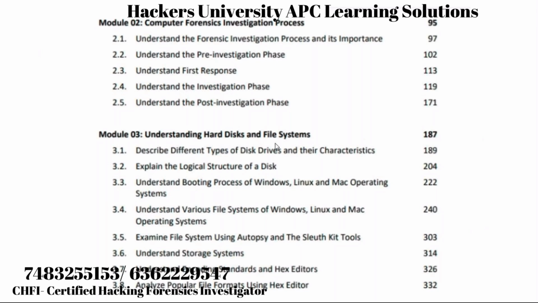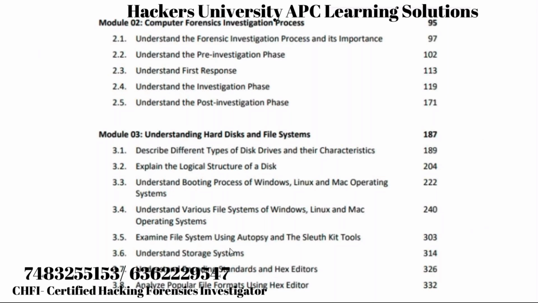So, understanding hard disks and file systems. Here we will see different types of disk drives and their characteristics, and then the logical structure of a disk. Then we will understand the booting process, how different operating systems start, like Windows, Linux, and Mac operating systems. And then understanding various file systems. If we are already familiar with certain concepts, then we can skip, but it's usually like this: if participants don't have knowledge, they can refresh their understanding using these modules.